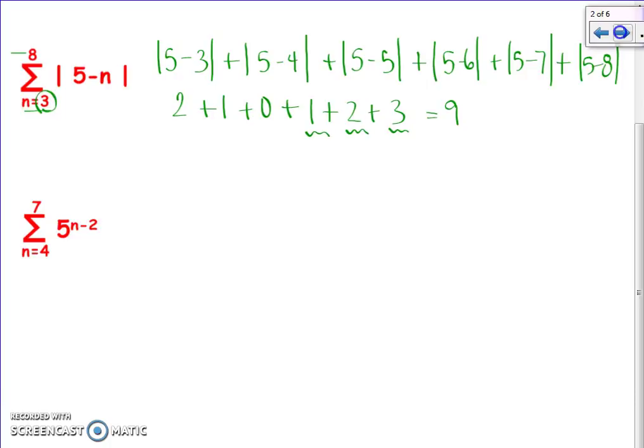All right, let's try this last one here before we get into using the formulas, because remember this chapter we're using a lot of formulas. All right, so this one starts with 4, and then the last number we put in is 7. So we've got 5 to the 4 minus 2, 5 to the 5 minus 2, 6 minus 2, and 7 minus 2.